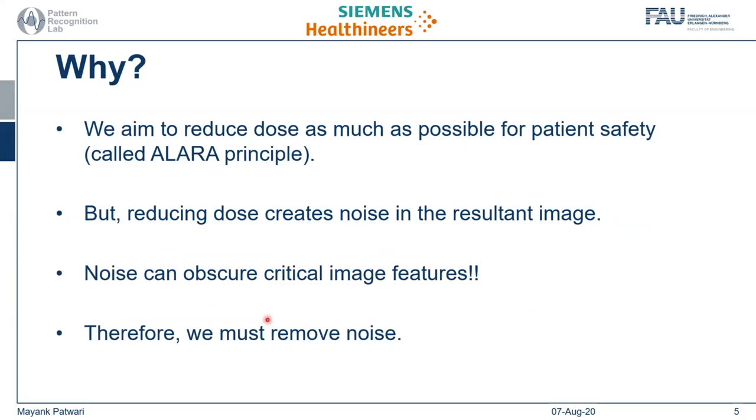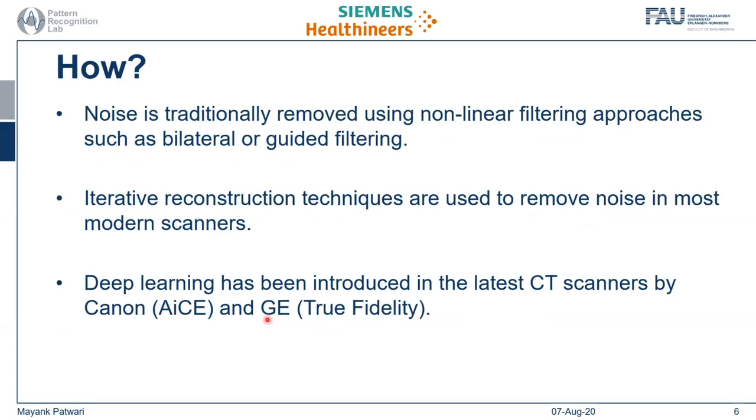Because of this, we aim to reduce the dose as much as possible for patient safety. This is called the ALARA principle: as low as reasonably achievable. But reducing the dose creates noise in the resultant image, as we've shown you, and it can destroy critical features. For example, low contrast tumors or small objects just go missing under noise. Therefore, we need to remove noise while preserving these small low contrast features. How is it done right now?